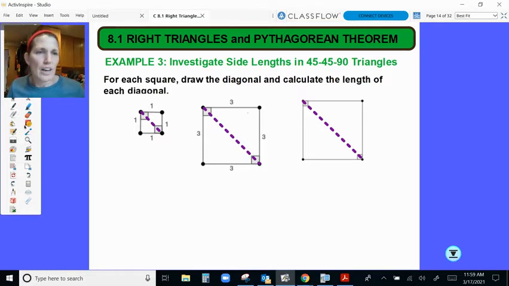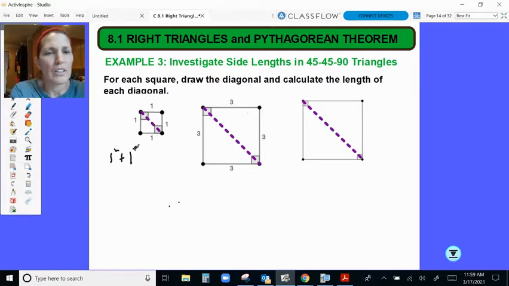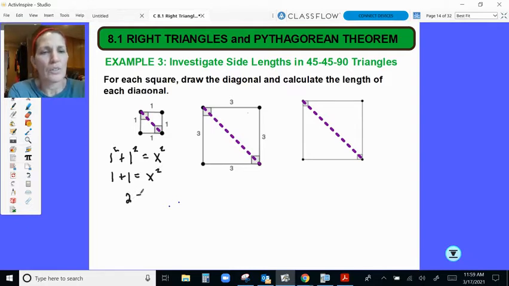Looking at these squares, we have squares with all equal sides. We're going to draw a diagonal and then calculate, using the Pythagorean theorem, the length of each diagonal. In this case, this will be 1 squared plus 1 squared equals my hypotenuse squared, which I will call x squared. So 1 plus 1 equals x squared. That is 2 equals x squared. If I take the square root of each side, x is going to equal the square root of 2. And that's the length of my hypotenuse.